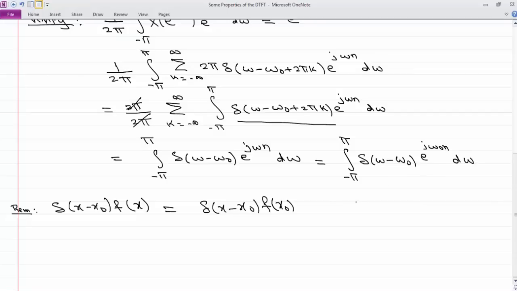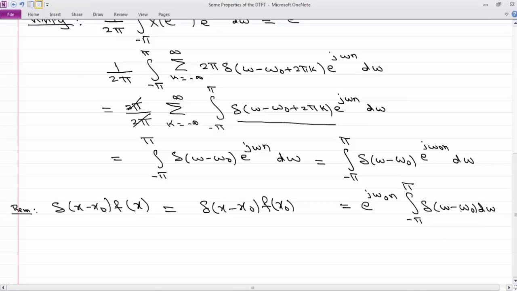Now e to the j omega naught n is not a function of the variable of integration, so I take that out. I get e to the j omega naught n times the integral from minus pi to pi of delta of omega minus omega naught d omega. And now we use the property that an impulse is defined in terms of the area under the impulse is 1. Right? So this whole integration is equal to 1. So I get e to the j omega naught n, which is what we wanted to prove.